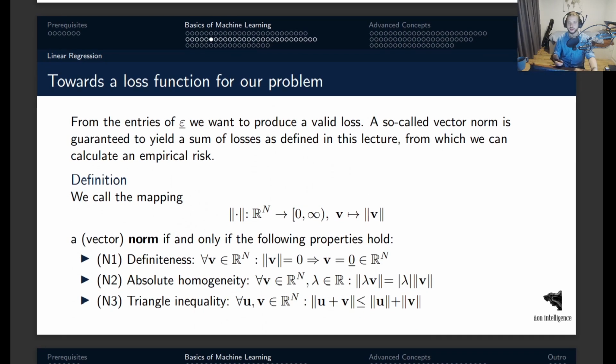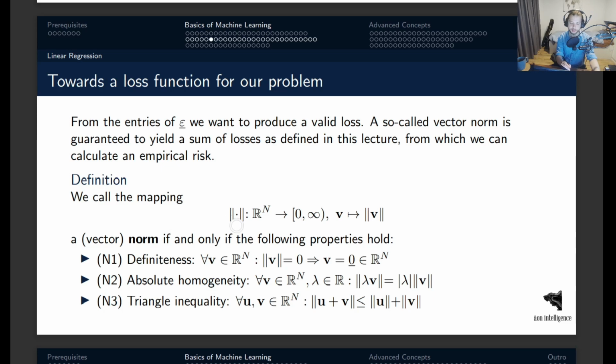So in the last lecture, I introduced the empirical risk minimization procedure, and we want to do the same now for this linear regression problem. So what we need is a loss, right? Because the risk is only defined with respect to some loss. And this loss we want to define on the entries of our error vector epsilon. What we'll utilize is what's called a vector norm. A vector norm is a function that takes as input a vector and produces some measure of magnitude for that vector. But let's define it formally.